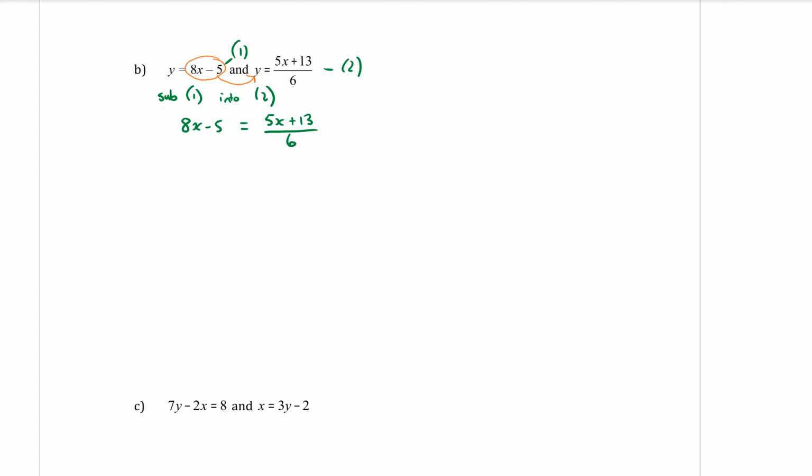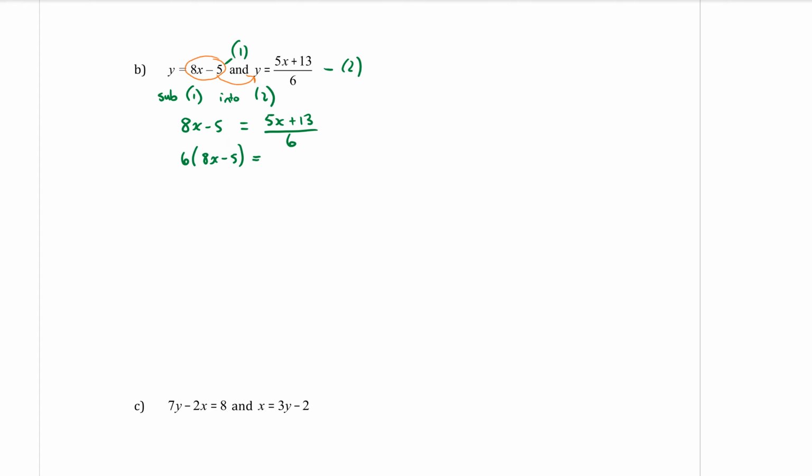All right, does that part make sense? Okay, good, because now we just want to solve for the x. We don't like fractions in our equation, so the first thing I would do is times the 6 across to the other side. That will be both the 8x and the minus 5.